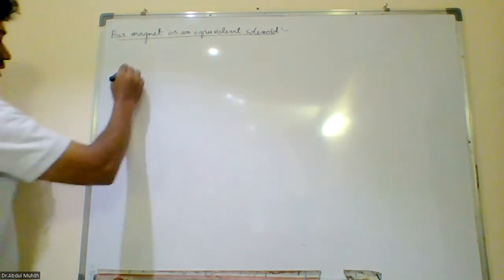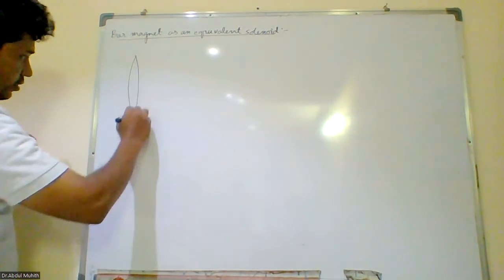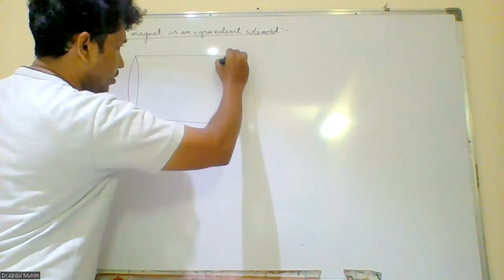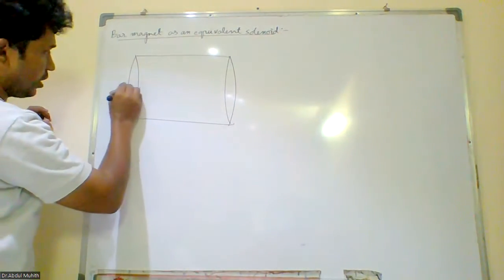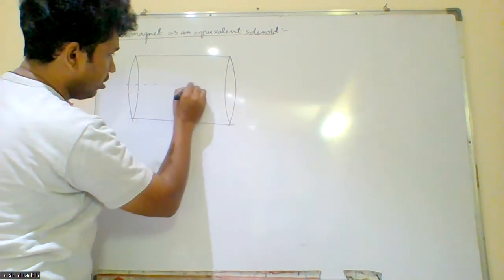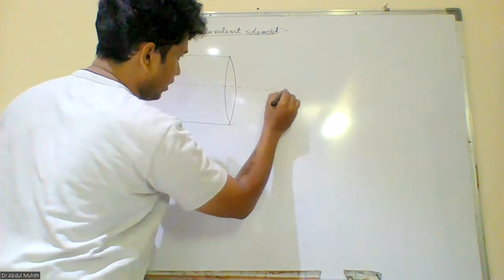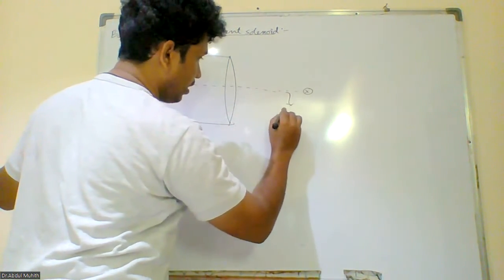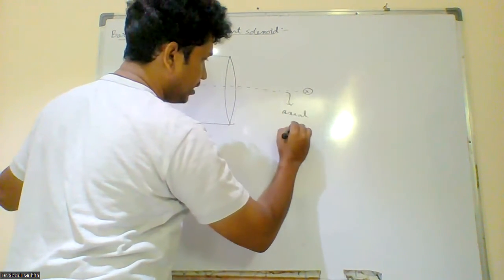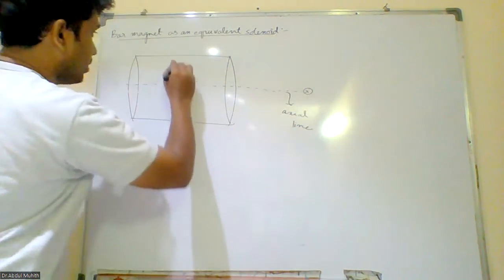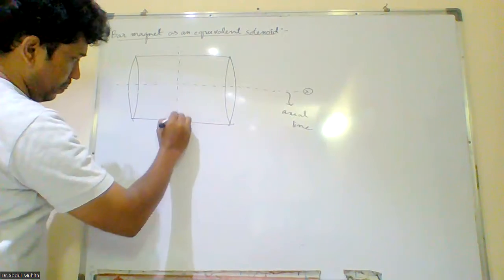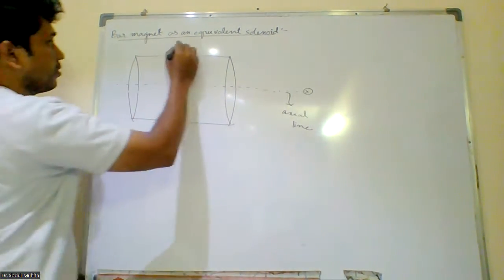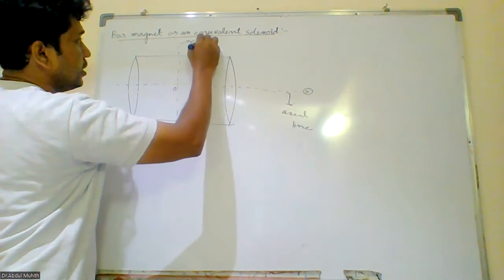Suppose this is a solenoid, okay? This is a solenoid, and this line, what is this line called? Axial line. Very good. That is the axial line. What about this line? Equatorial line. Very good. This line is equatorial.